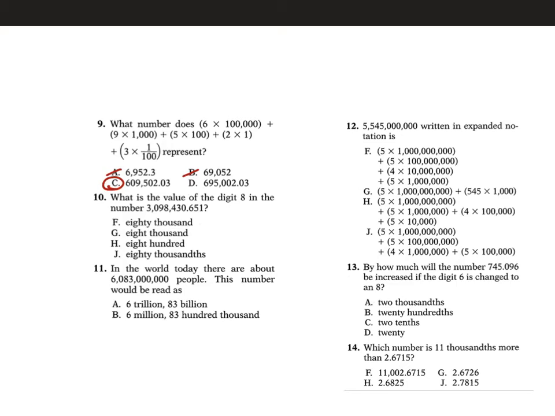For 10, we are asked what is the value of the digit 8 in the number 3,098,430.651. The 8 is in the thousands place, so that's 8,000.